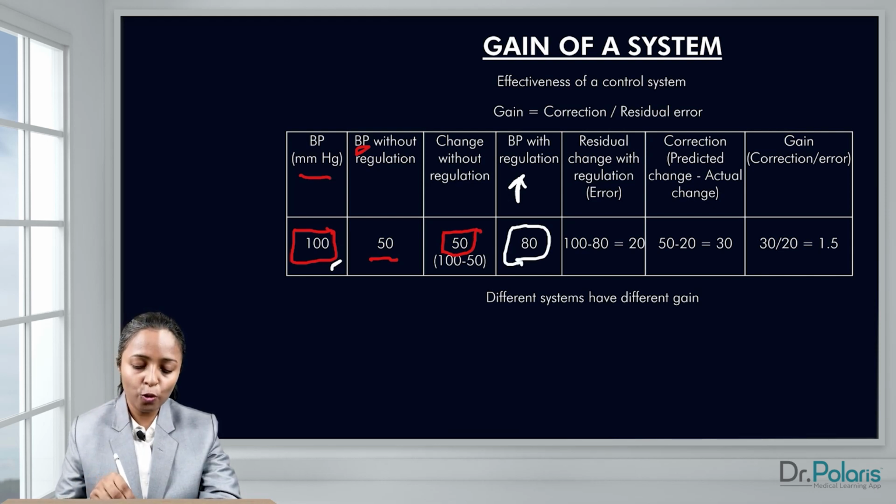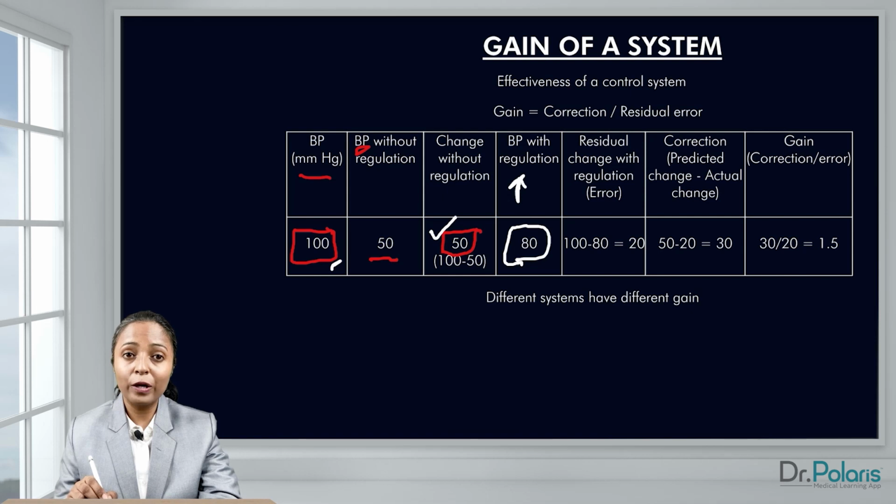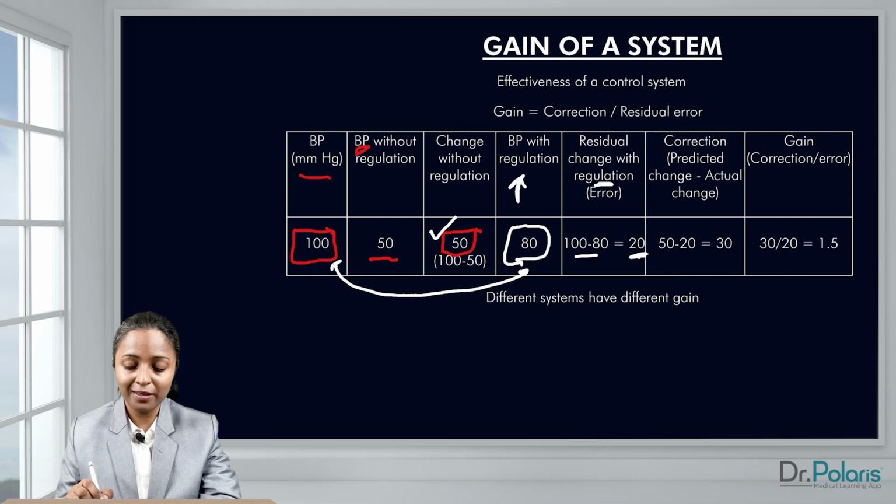So in case of no regulation, how much change was there? 100 minus 50, 50 millimeter mercury. But when regulation is there, we also have some change, that is 20 millimeter mercury. So we subtract 80 from 100, and that becomes 20 millimeter mercury. So how much has this system actually corrected? It would have fallen to 50, right? Now it has fallen only to 80, right? So the correction which has been done is 30 millimeter mercury. The error is now only 20. So we subtract the actual change from the predicted change, and what we get is 30 millimeter mercury.